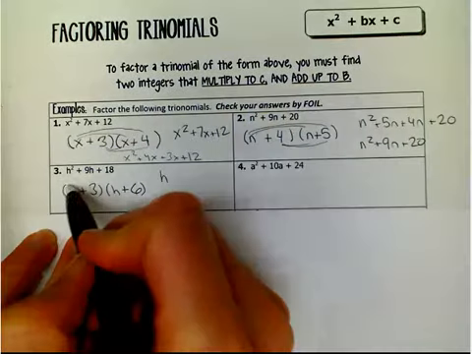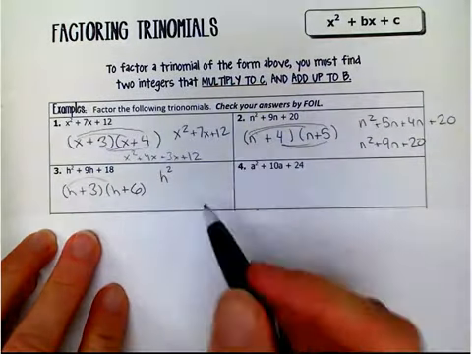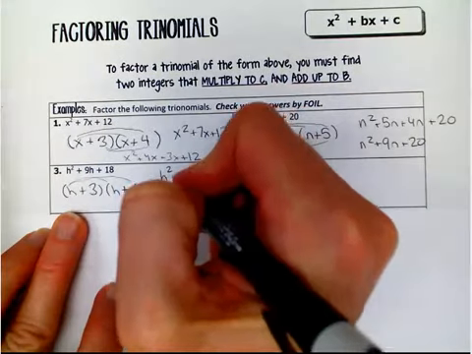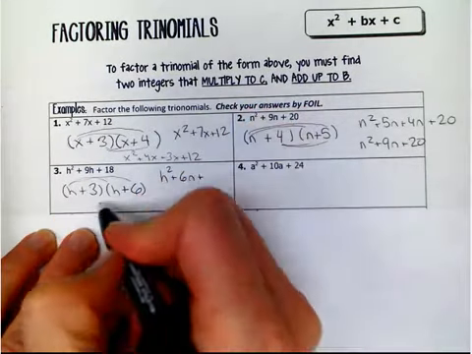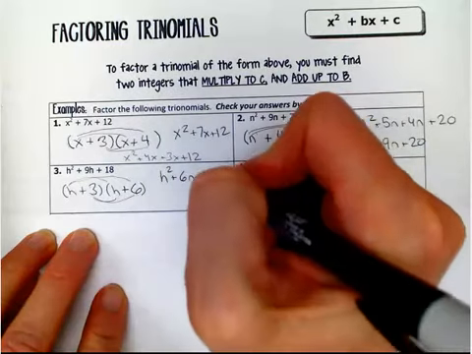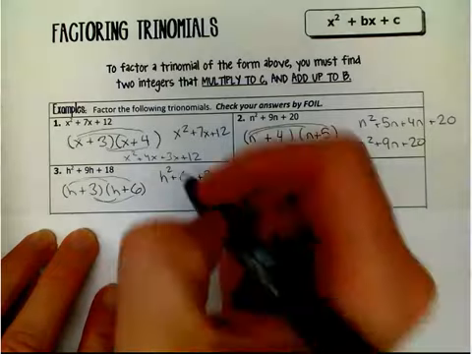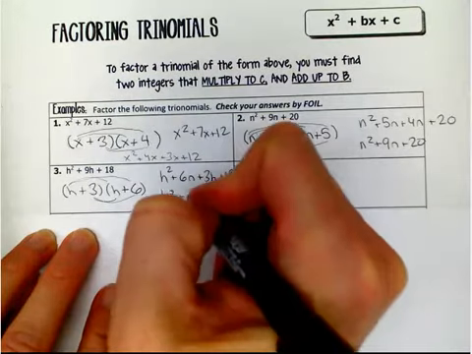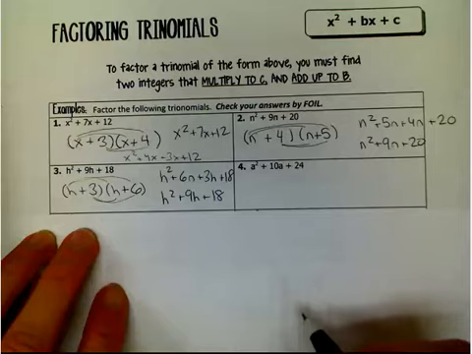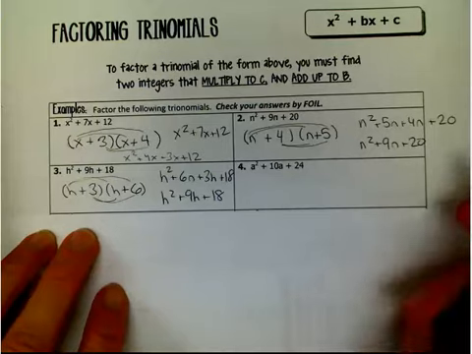So I have my first terms, so that's h squared, and then I have my outside terms, so that's 6h, and then I do my inside, that's 3h, and then my last is 18. And when I simplify that, I have h squared plus 9h plus 18, and that is what I started with. Okay, let's do one more.